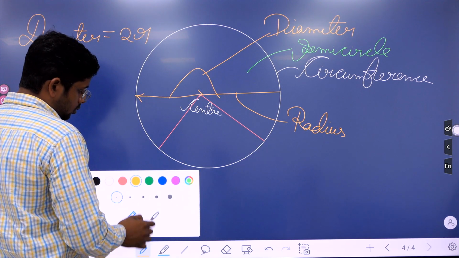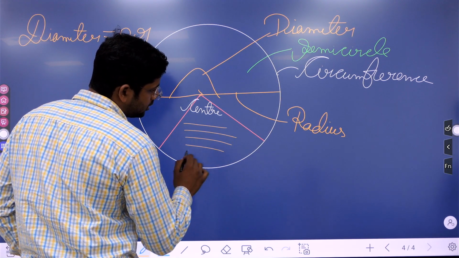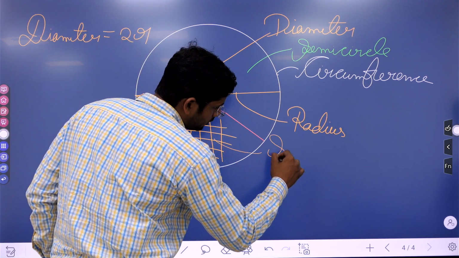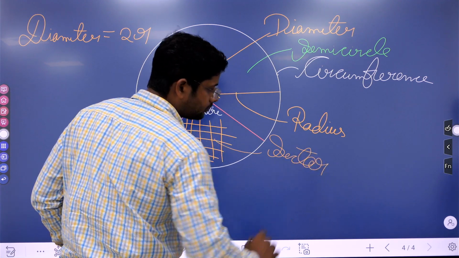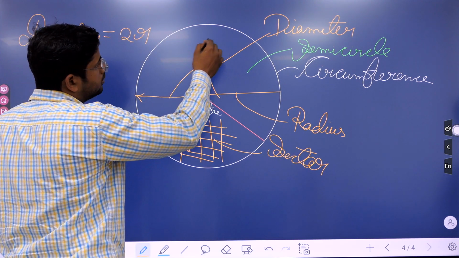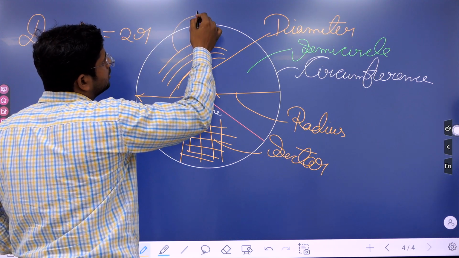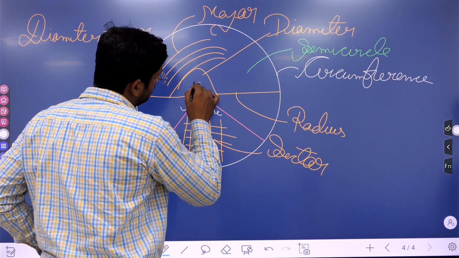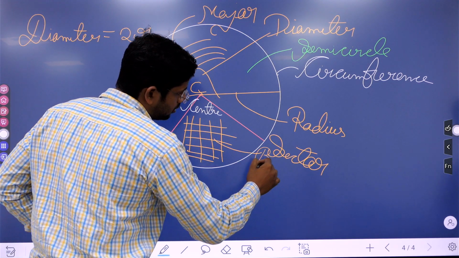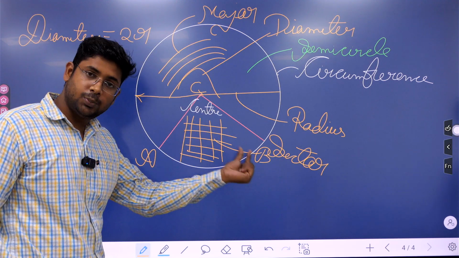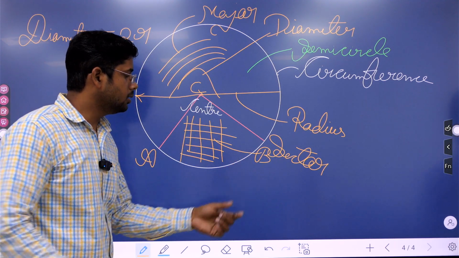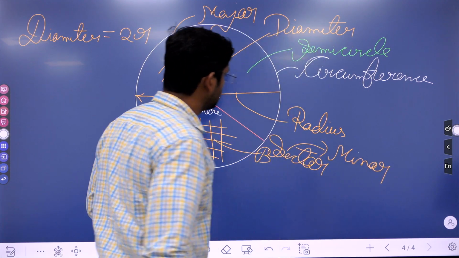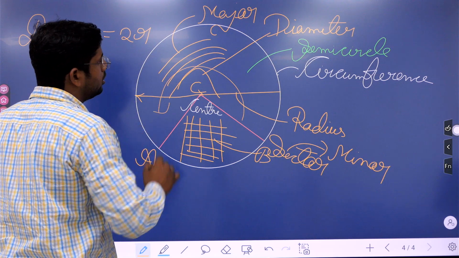Okay, so the area inside this is called a sector. I mention here this is called a sector. The remaining part is called a major sector. And in this part, C A B, the area A C B is called a minor sector, and all the remaining part of the circle is called a major sector.